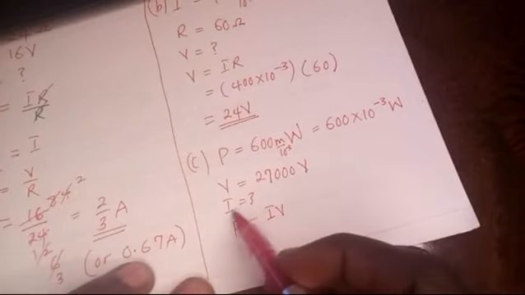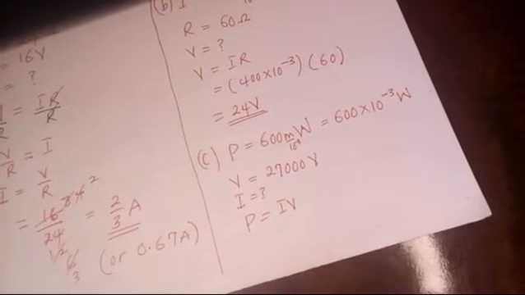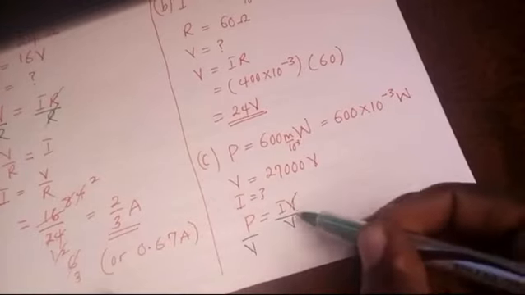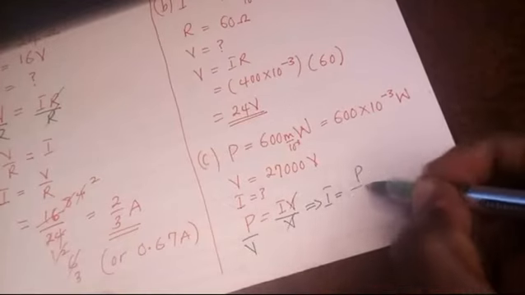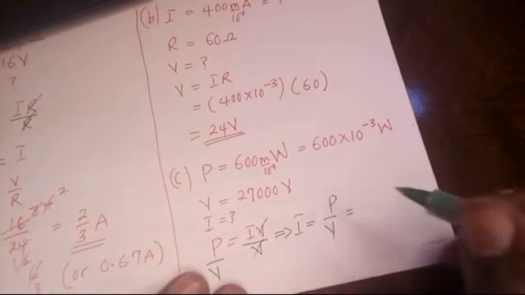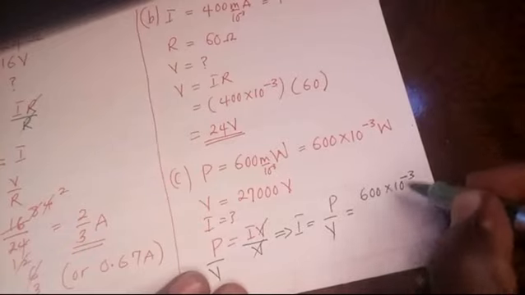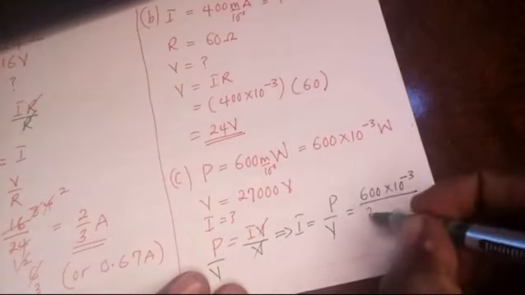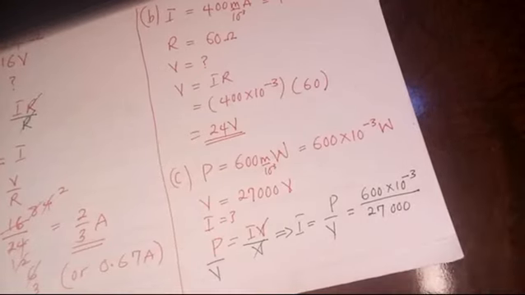Now, our target variable is the I, so we make I the subject of the formula. We simply divide both sides by V. You see that? Divide both sides by V, V cancels V, and this implies that our I equals P upon V. Now we can substitute P. The value of P is 600 times 10 to the power of minus 3 divided by the value of V, and V is 27,000. So as simple as that.